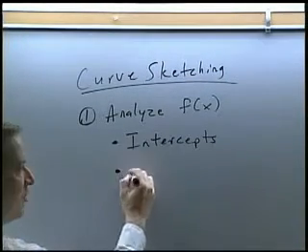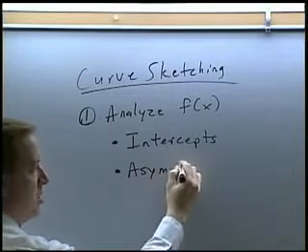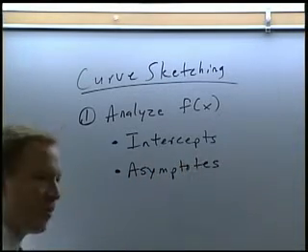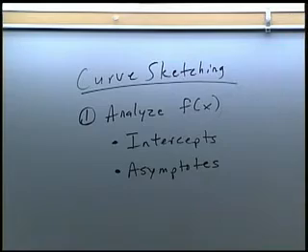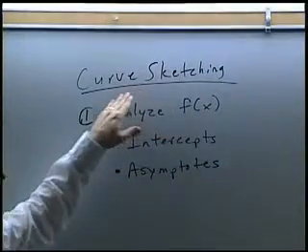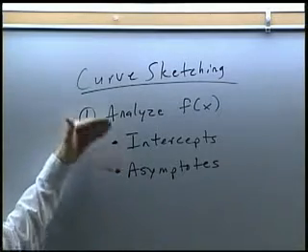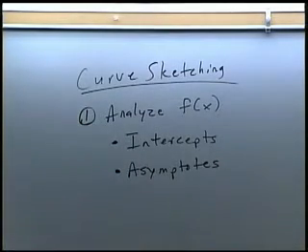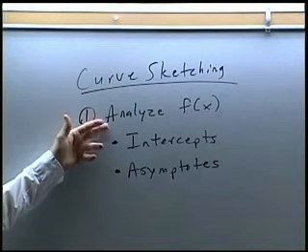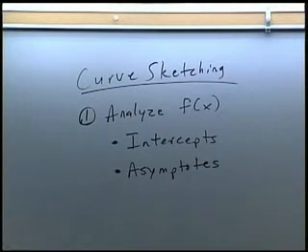Okay? You look for things like asymptotes. Is there any horizontal or vertical asymptotes that might help us sketch out a graph of a function? Okay? So we'll be looking for these types of things. Intercepts and asymptotes will be the major two things that we look for on the original function. So that'll be the first phase of this problem.